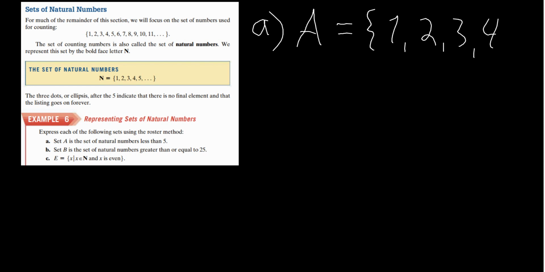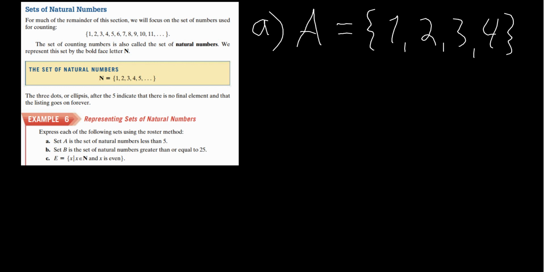For A, set A is a set of natural numbers less than 5. So the name of the set is A, easy enough, and it's going to be the natural numbers less than 5. I'm going to list all the numbers less than 5. It's saying less than 5, not less than or equal to, so my numbers are going to be strictly 1, 2, 3, and 4. Those are all the numbers that are less than 5.